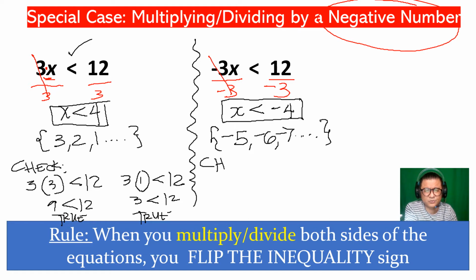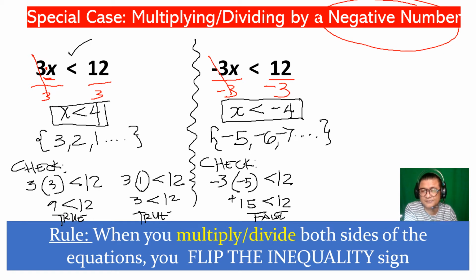Let's check. Will it work? All right. So let's plug in negative 5. Negative 3 times negative 5. Is it less than 12? Negative times negative is positive now. It becomes a positive 15. Is it less than 12? That's false. Because negative 5 cannot be a solution.